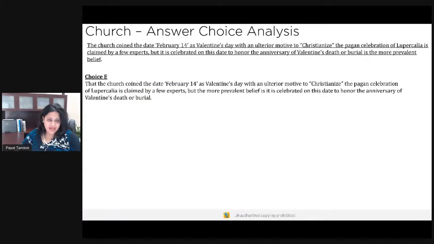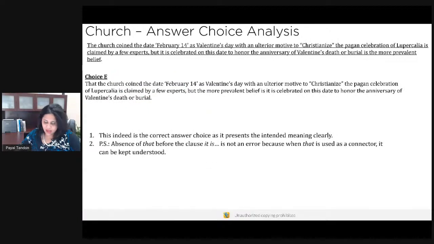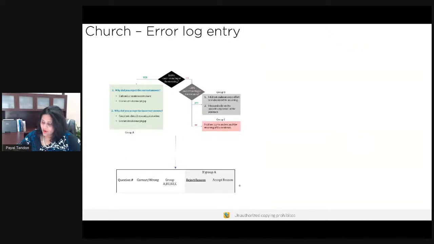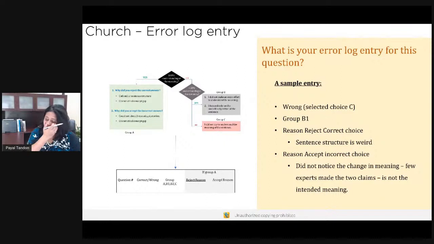Now, choice E is absolutely correct. And again, this is the solution that you're going to see. And over here, if you had a particular doubt about the missing that before the clause, before this part, but the more prevalent belief is, we also clarify that in the solution, so that you make a note of that point in your error log if you missed out on this question because of this issue.